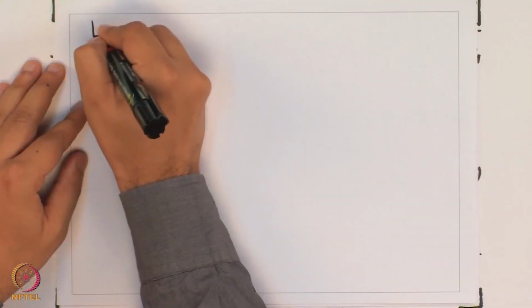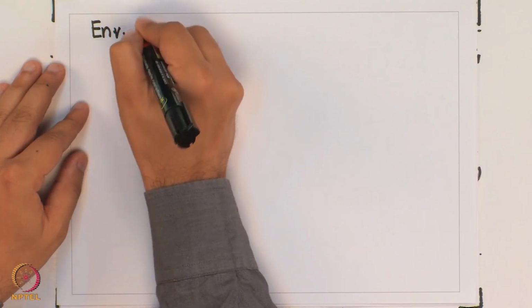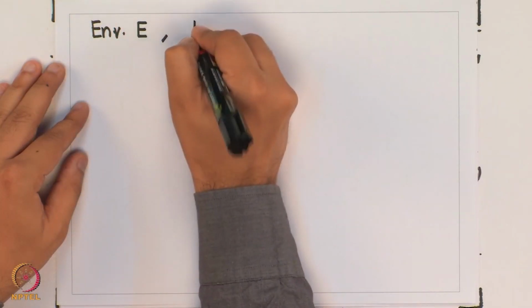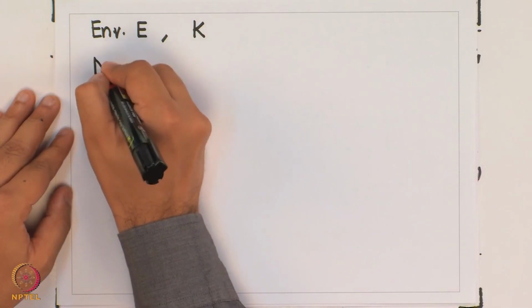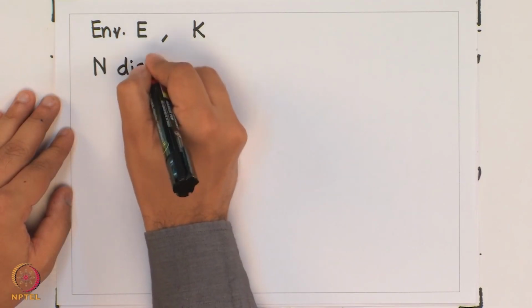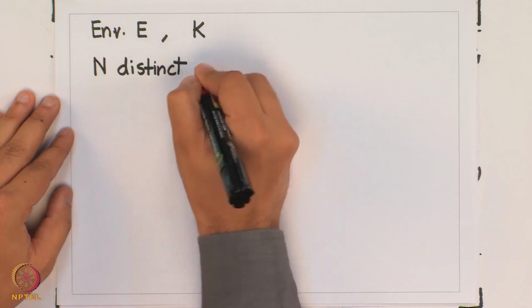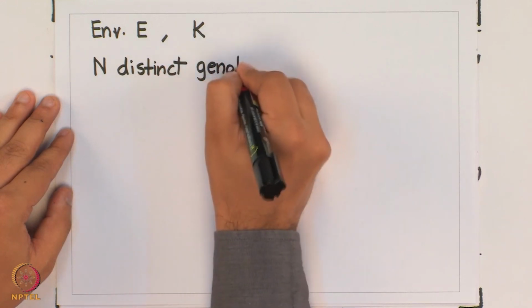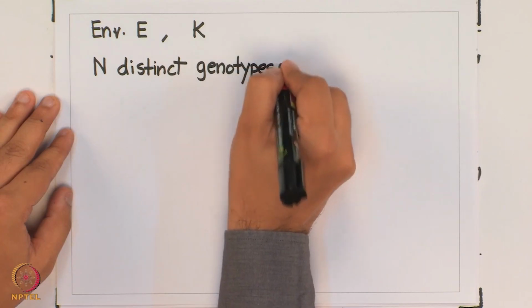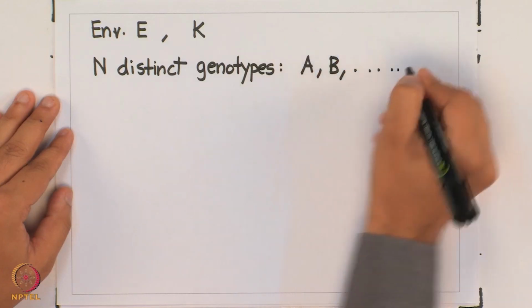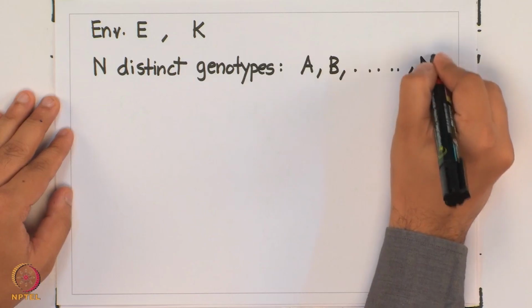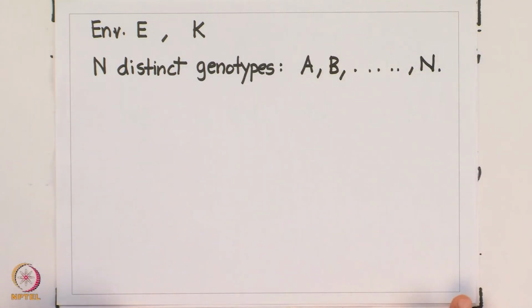So, let me just lay out what it is that we are going to be talking about. We have an environment E whose carrying capacity is K. So, all of this remains the same as what we have been talking about, but now we have n distinct genotypes in this environment. Let us call them A, B, going all the way up to N. So, we have these n distinct genotypes.